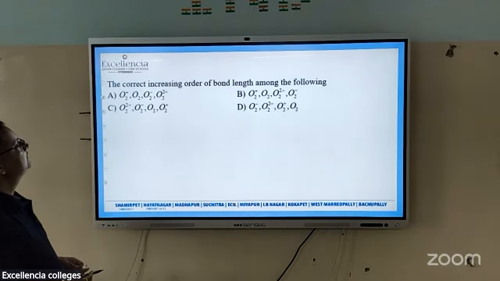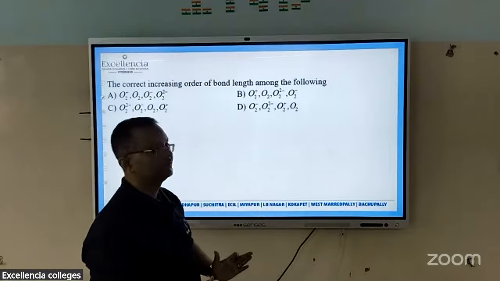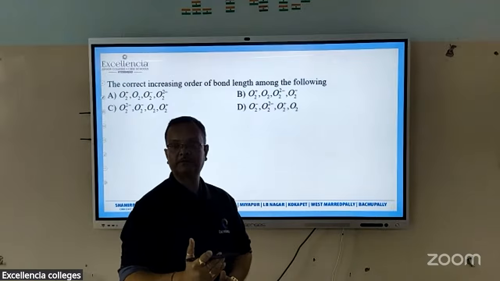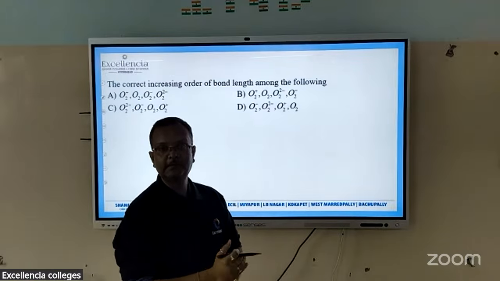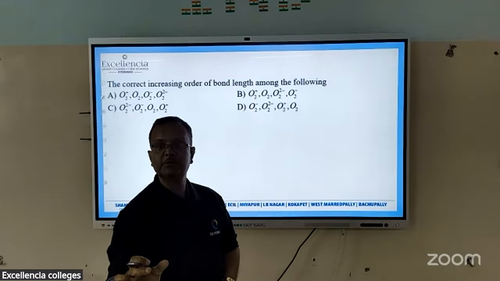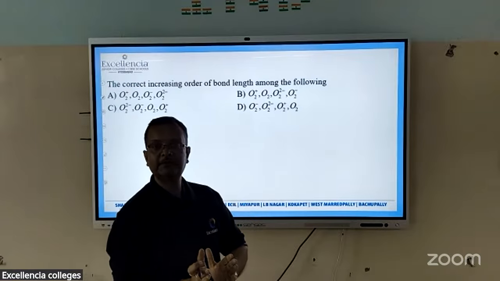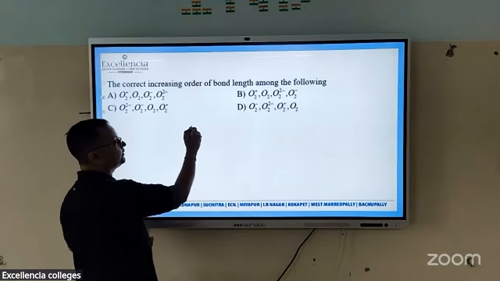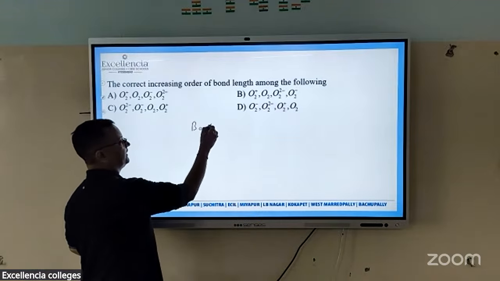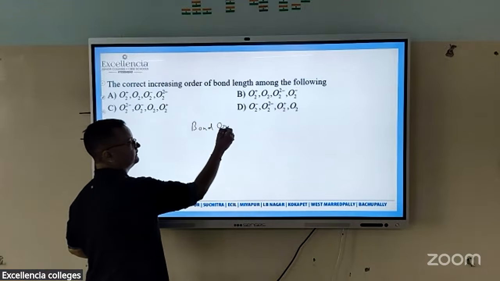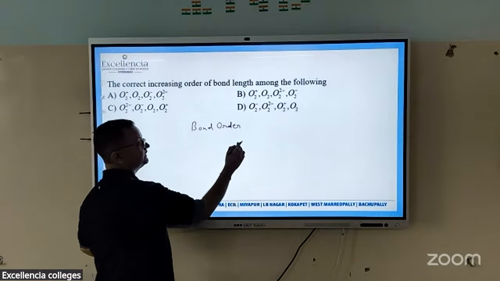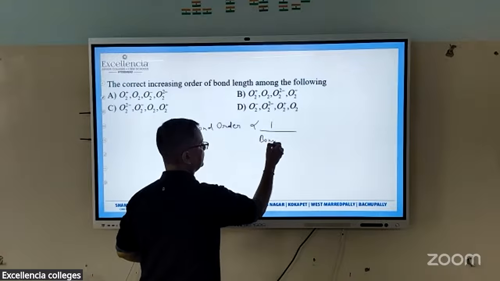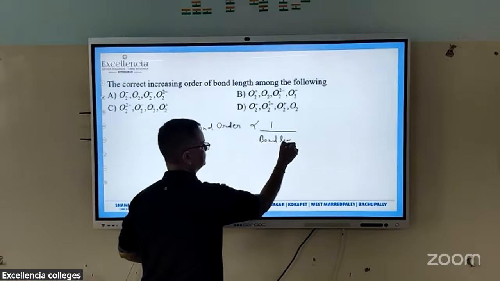Let's see this one. The correct increasing order of bond length among the following. This is a good question, but we have done this example a number of times. It is from molecular orbital theory. We can find the bond order of each species. Can you recall how bond order is correlated? Bond order is inversely proportional to bond length.